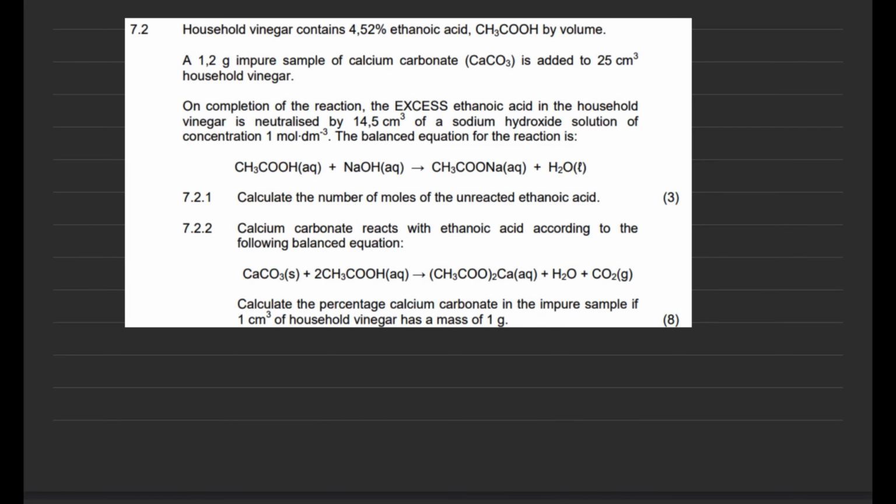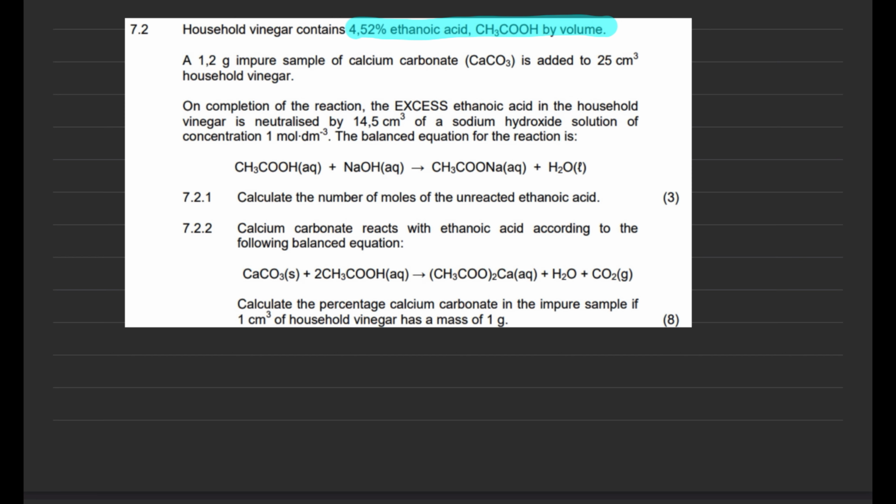We've got a question here. A household vinegar contains 4.52% of ethanoic acid or acetic acid, CH3COOH, by volume. So it contains a fraction of 4.52 of the ethanoic acid by volume.